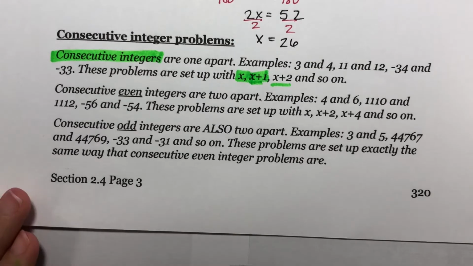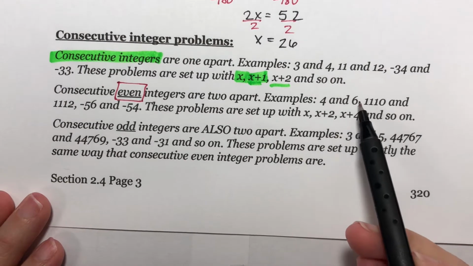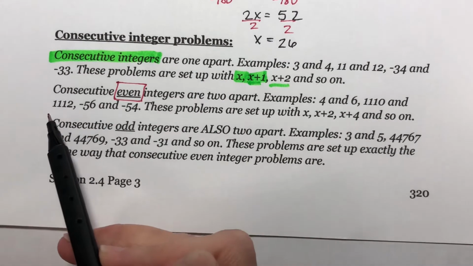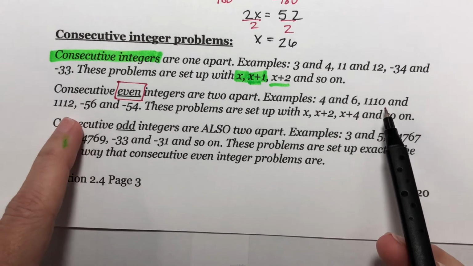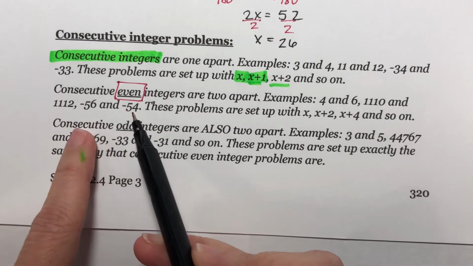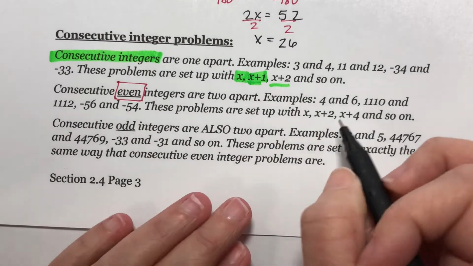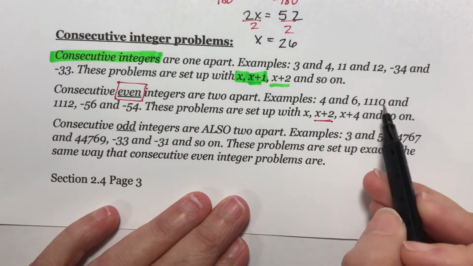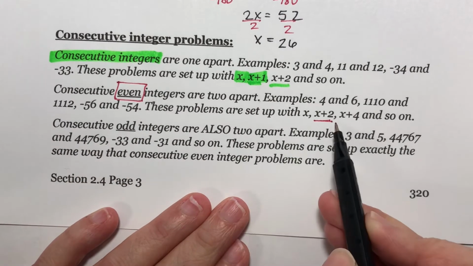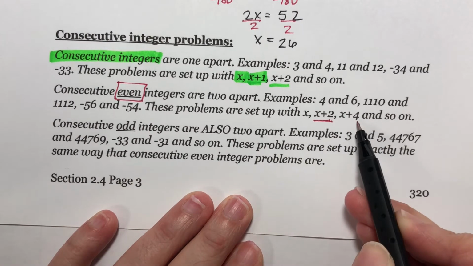The next thing we can be asked to find are consecutive even integers. That means we'll be looking for something like 4 and 6. We skip over 5 because it's odd. We could also have 1,110 and 1,112. They are consecutive even integers. Negative 56 and negative 54 are also consecutive even integers. These problems are also set up with x as your first one, but your next one is 2 apart. 4 plus 2 is 6. 1,110 plus 2 is 1,112. Negative 56 plus 2 is negative 54. These are always 2 apart. So if your first one is x, the next one is x plus 2. The next one would be 2 more than this one, which is x plus 4, and so on.